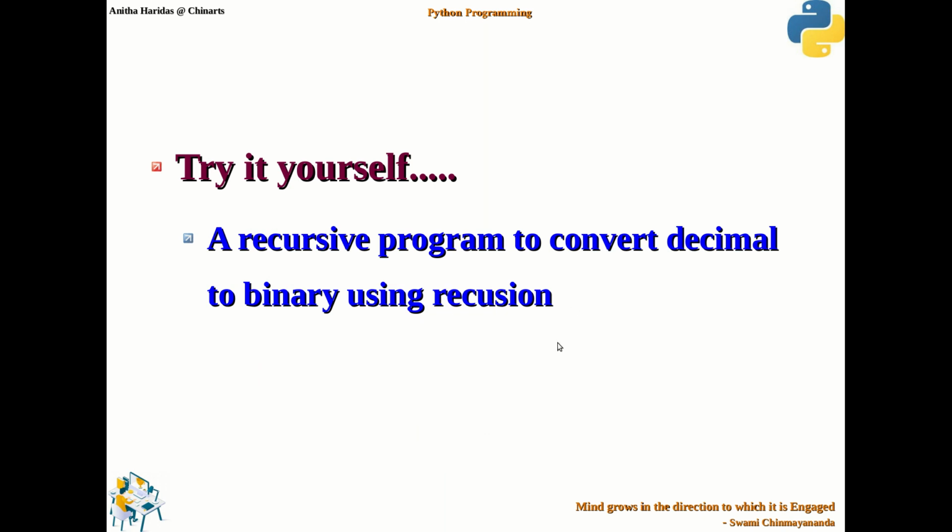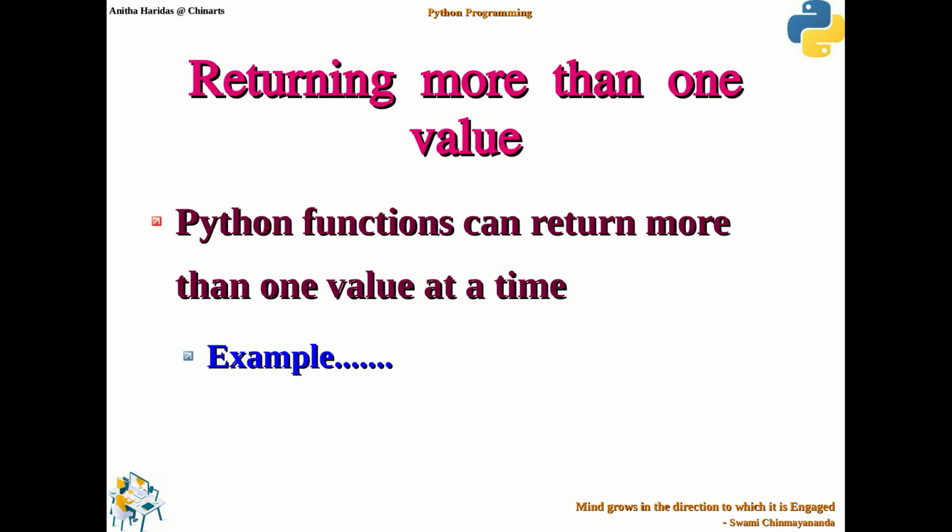Yeah, so this is the one you are going to try it yourself. You write a recursive program to convert a decimal number to a binary value using the recursion, right? So this is supposed to be the homework and not the previous one. Take down this homework also. A recursive program to convert a decimal value to binary using recursion.